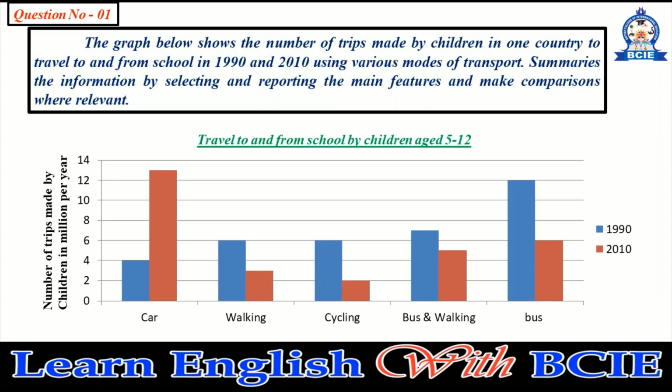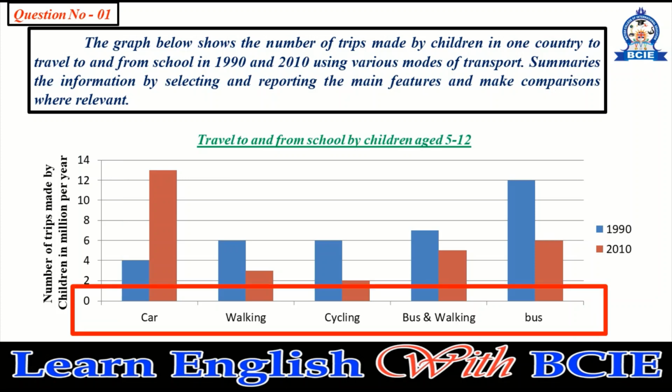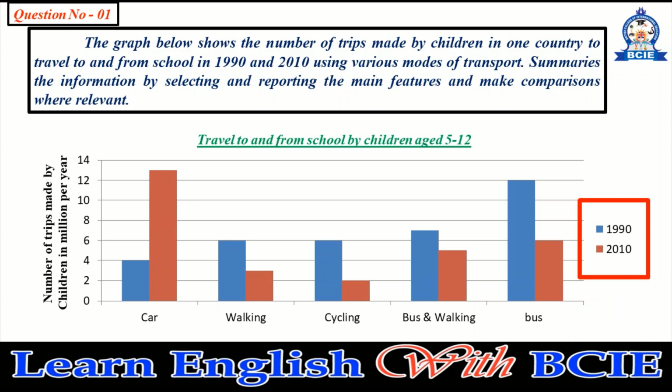What we can see, the name of our bar chart is Travel to and from school by children aged 5 to 12. The vertical axis represents the number of trips in million per year. And the horizontal axis stands for the different modes of transport like bus, car, walking, cycling, bus and walking together. Also, we can see that information is provided for 2 years. The blue shows the year of 1990 and the red shows the year of 2010. That is our bar chart. And when you have familiarized yourself with the bar chart, it's time to start writing the answer.